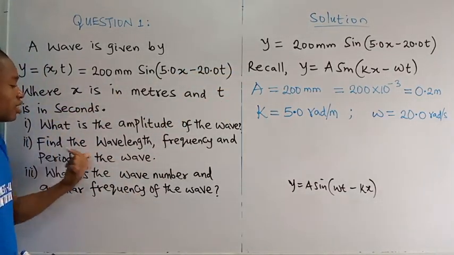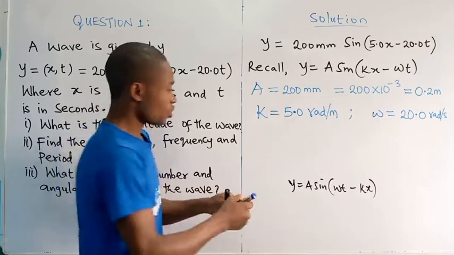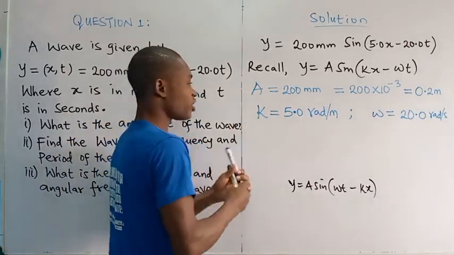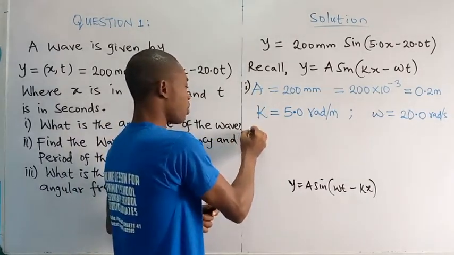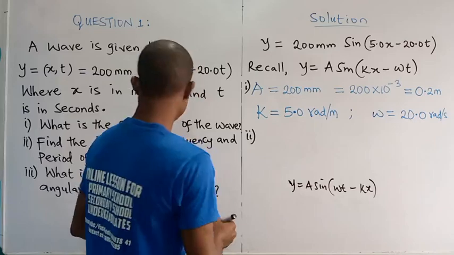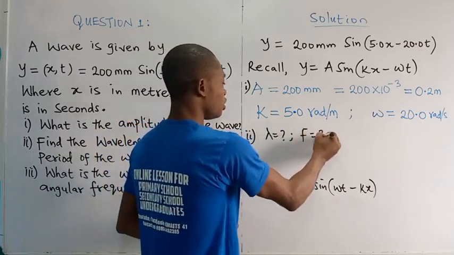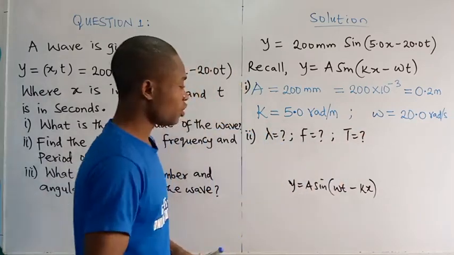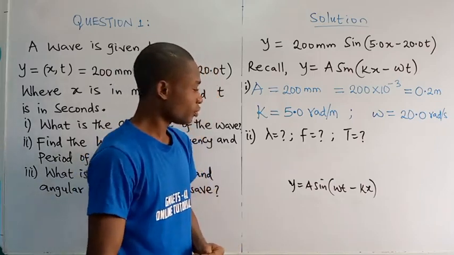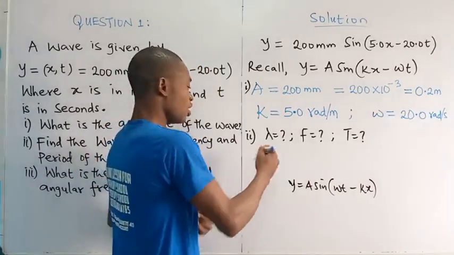And then find the wavelength, the frequency, and the period of the wave. So let me take this as the first part of the question. This is the first part of the question. Now the second part, we are asked to find the wavelength. We don't know. We are asked to find the frequency. We don't know. We are asked to find the period, capital T. We don't know. So we shall apply their formulas and see how we solve that.